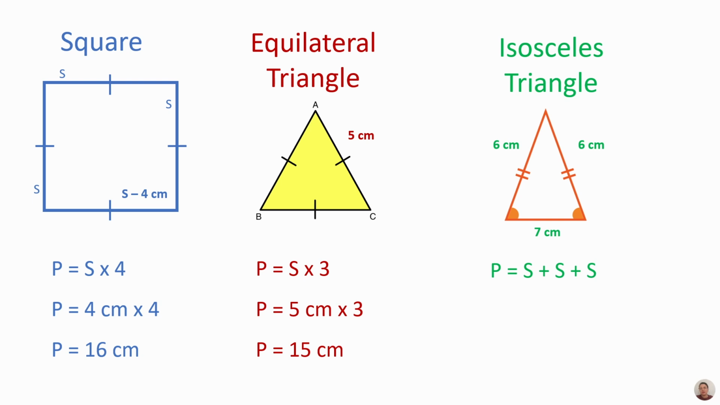And we'll also use this formula for a scalene triangle, because in a scalene triangle, none of the sides are equal. Okay, so here we're going to say 6 centimeters plus 6 centimeters plus 7 centimeters. And we're going to add that up. It's going to be 19 centimeters. So to make life easy, we can say 6 plus 6 is 12. Then 12 plus 7 is 19. And we have perimeter is equal to 19 centimeters.